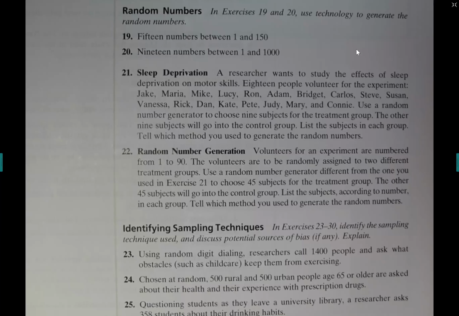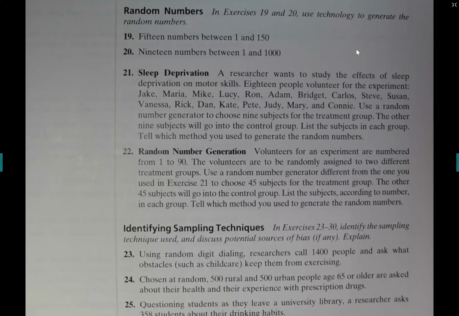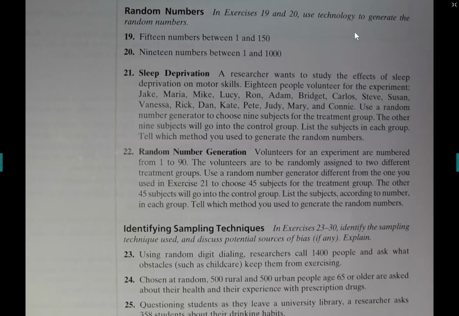So guys, you need to identify the sampling technique used, whether it is a simple random sample, stratified sample, cluster sample, systematic sample, or convenience. Using random digit dialing, researchers call 1,400 people and ask what obstacles such as childcare keep them from exercising. What do you guys think? Simple random? Yep, because you use random digit dialing. You don't know what number is just gonna pop up.